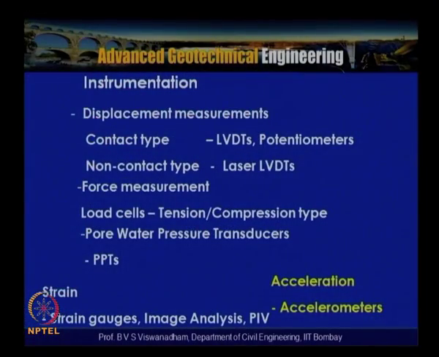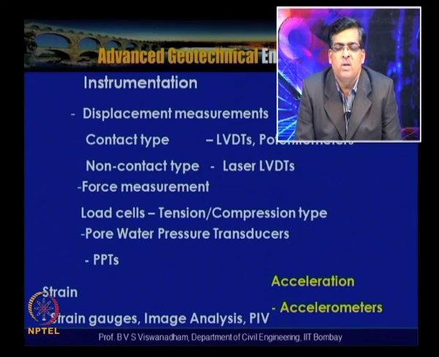So in the instrumentation, what we have primarily first is the contact type. Basically there are two types: one is called linearly variable differential transformers, the other one is called potentiometers. These are contact types and they are in contact with the model. There are also some non-contact type displacement measurement transducers. They are called laser LDTs and they work on the principle of triangulation, and the closer the distance range, the smaller it is, the resolution will be very high.